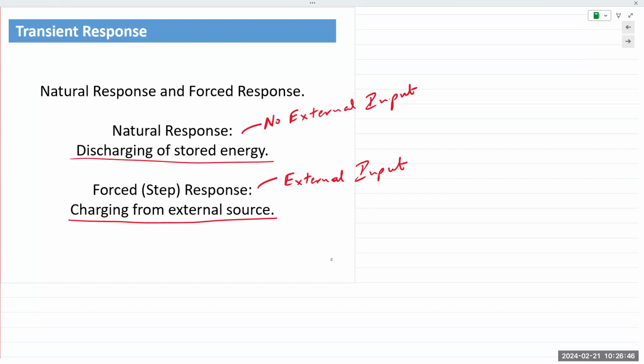No external input and an external input. So natural versus forced is simply referring to the charging and the discharging phases. That's all.